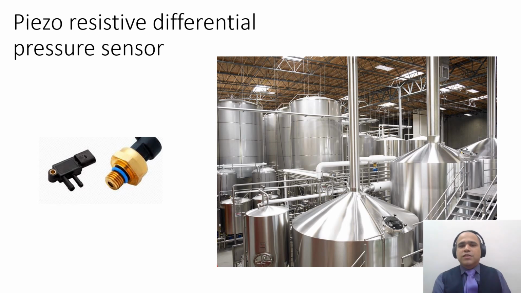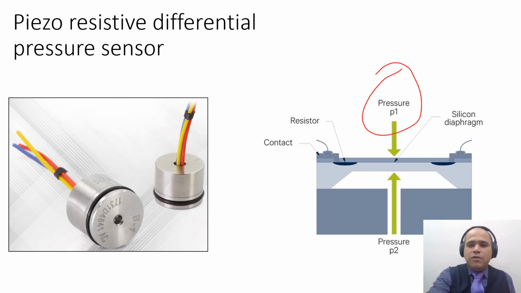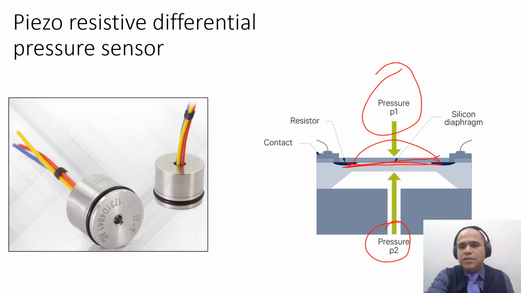Piezo-resistive differential pressure sensors are used to measure the differential pressure between two pipelines. Here you can see a large fermentation setup, and there we need to check the pressure between the two fermentation units so that their pipes don't burst. A piezoresistive differential sensor works like this. You have one pressure coming from the top and the other pressure coming from the bottom. If they are both the same, then this flap will remain straight. As soon as one of the pressures overrides, the flap will bend in this direction or this direction, producing an output voltage.